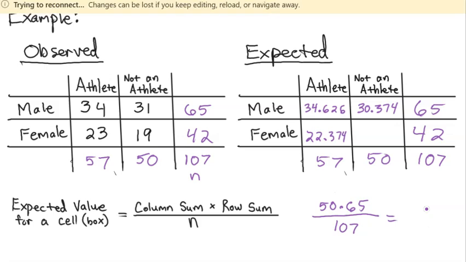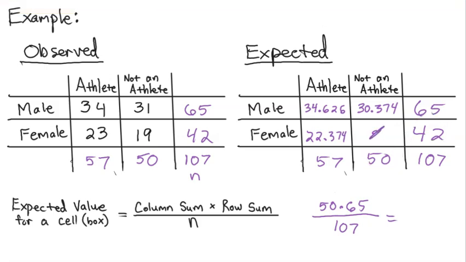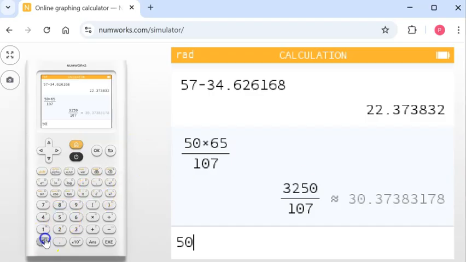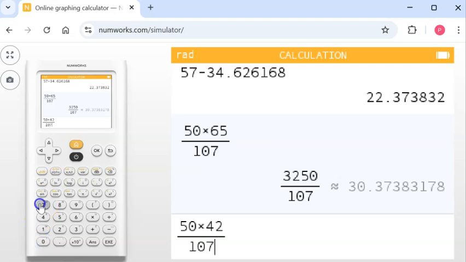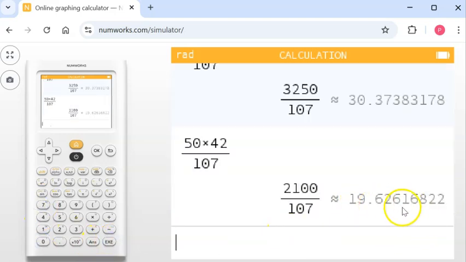But I want to show you the calculation. So I am going to do 50 times 42. For this one right here, the row total is here. And for this one, the column total is here. And for here, the row total is over here. So we're going to do 50 times 42. In fact, I can make it really easy here if I just get rid of this 65. I can now just do 50 times 42 divided by 107. And that's going to give us 19.626.